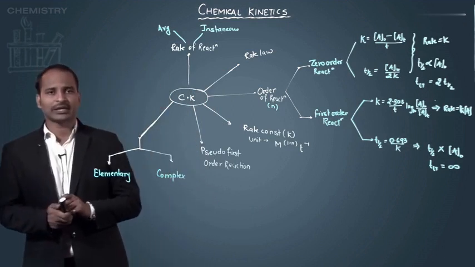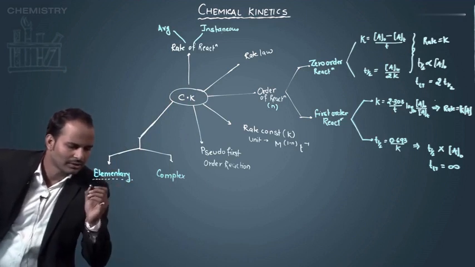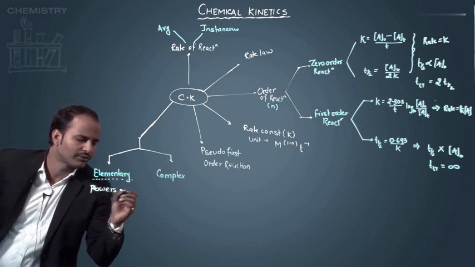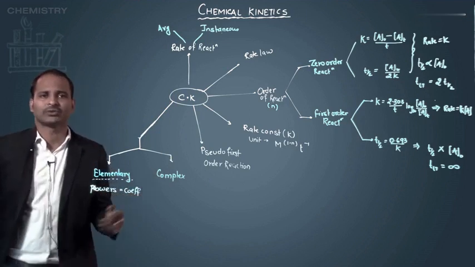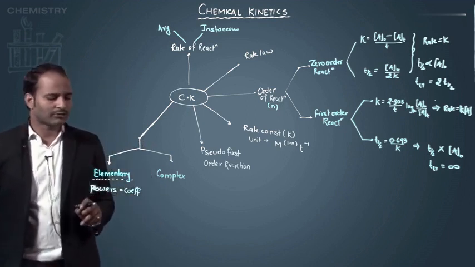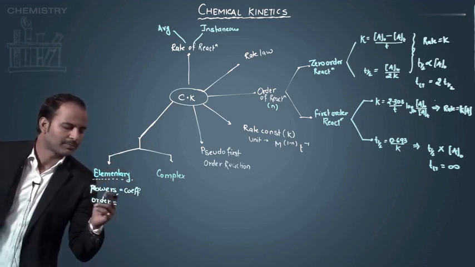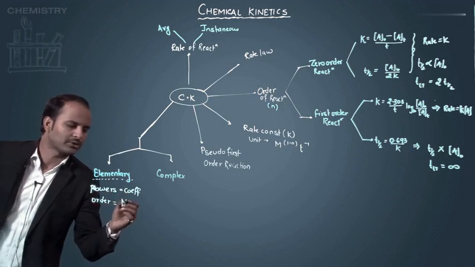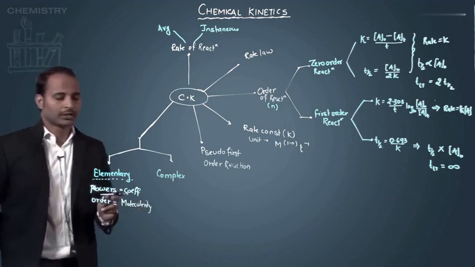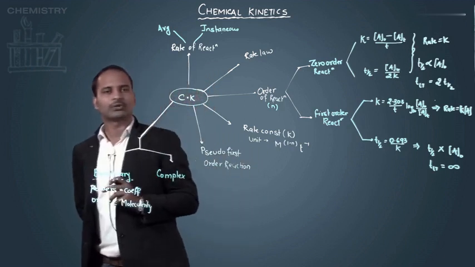In case of elementary reaction, the powers and coefficients are same. Means in an elementary reaction, x and y, that is powers, are nothing but coefficients. While in a complex reaction, we cannot say that power and coefficients are same. In an elementary reaction, order and molecularity are same, because the power tells us about the order and the coefficient tells us about the molecularity. While for a complex reaction, the molecularity concept itself is not applicable. For a complex reaction we cannot write the molecularity.